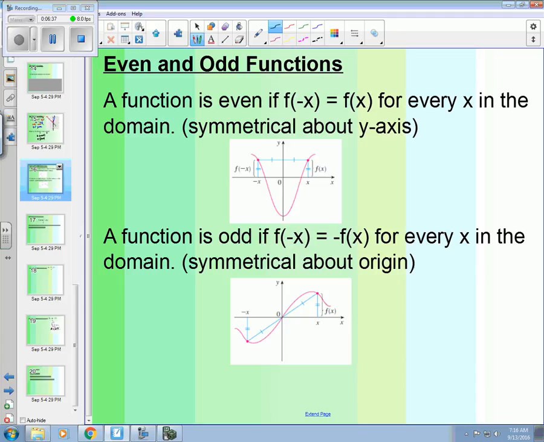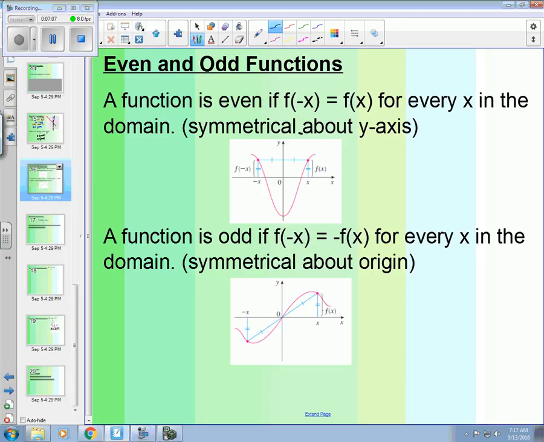Let's look at even and odd functions. This is something that may come up now and then throughout the year. A function that is even is where f of the opposite value, f of negative x, is equal to f of x for every x in the domain. By saying this, we are saying it's always going to be symmetrical about the y-axis.